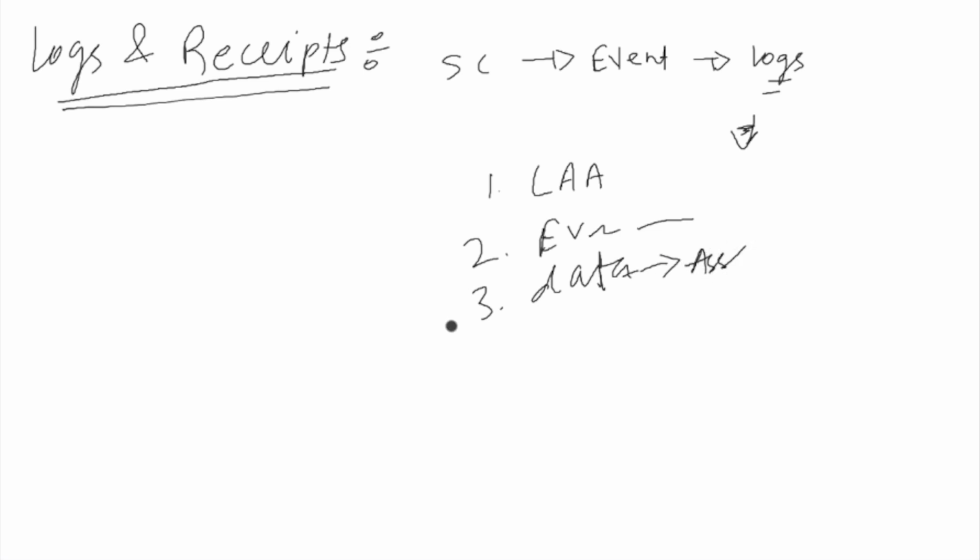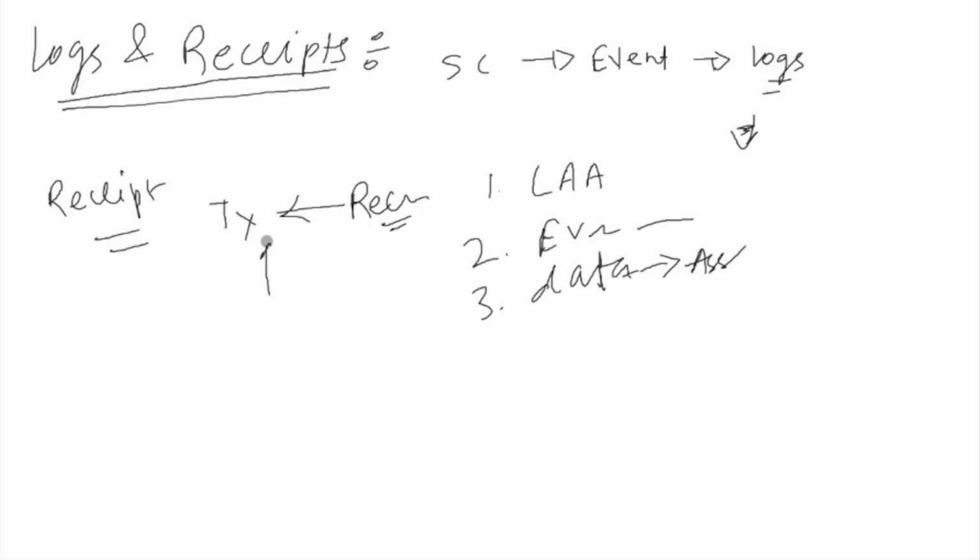Okay, so these are the three things which it holds. Now let's talk about the receipt for each transaction in Ethereum. Remember, we are going to create a receipt hash. So for each transaction we are going to receive a receipt from every peer.